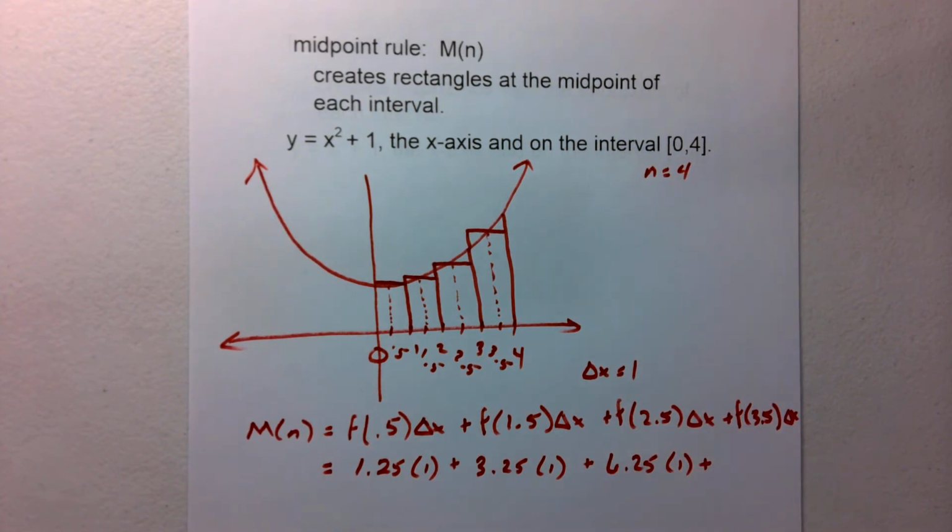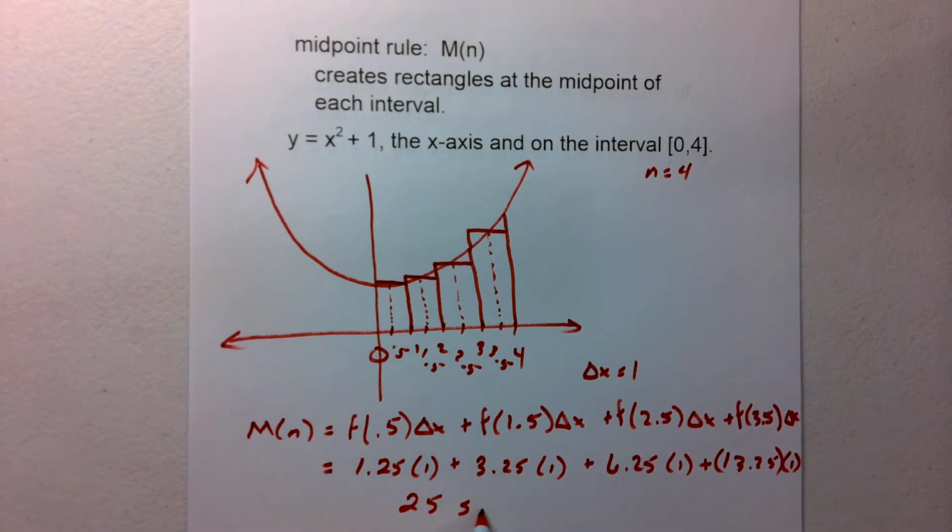And then 3.5 times 3.5 gives us 12 1/4 plus 1. Just wanted to double check myself there. So we get 13 1/4 times 1. Now we're going to go ahead and add those together. So we have 1 1/4, 3 1/4, 6 1/4, 13 1/4, which totals 25 square units.